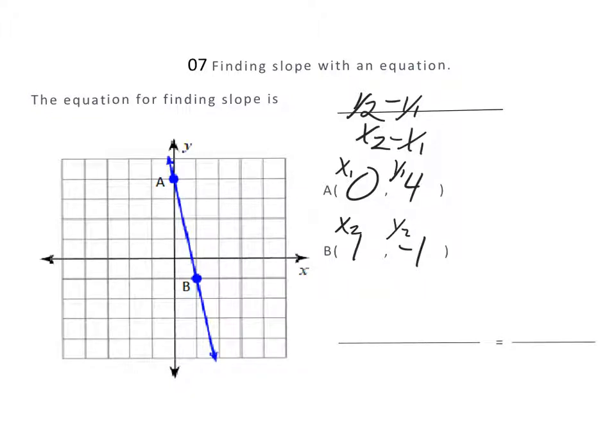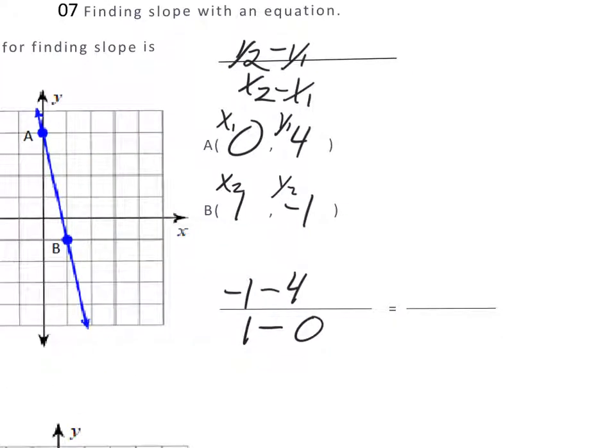So very first one, I want y2, so I have negative 1 minus y1, so minus 4. On the bottom, x2, so 1 minus x1, which is 0. So now I have negative 1 minus 4, which is negative 5, and 1 minus 0, which is 1. So my answer is just negative 5 over 1.